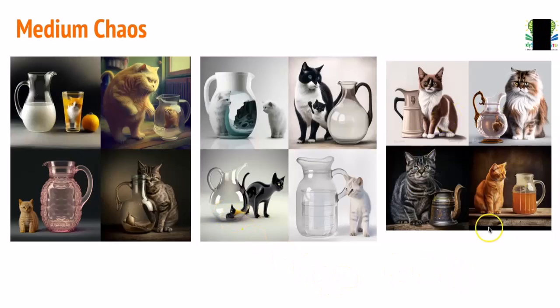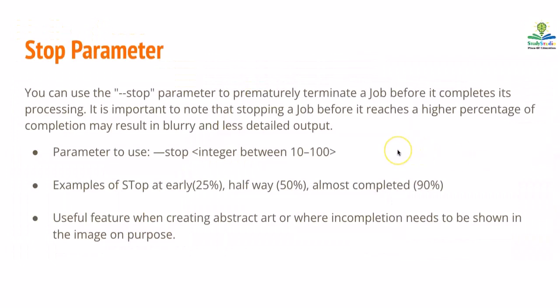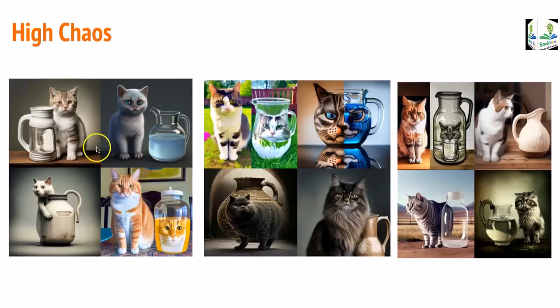Here it's more basic, where it's just the jug and the cat, but the variation in the jug has changed a lot. Now let's go to a higher chaos value. Now here, this is where it gets interesting. So you see how, for example, this image is completely different. The jug and the cat are the same object. It looks like the cat's face is inside the jug.